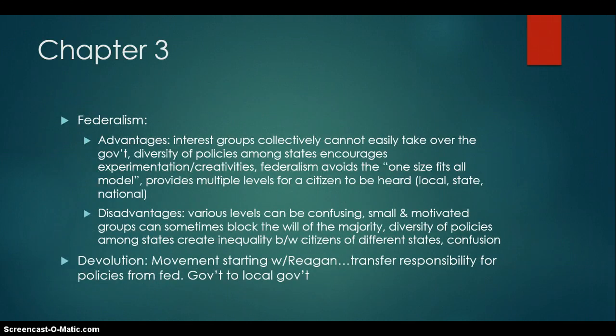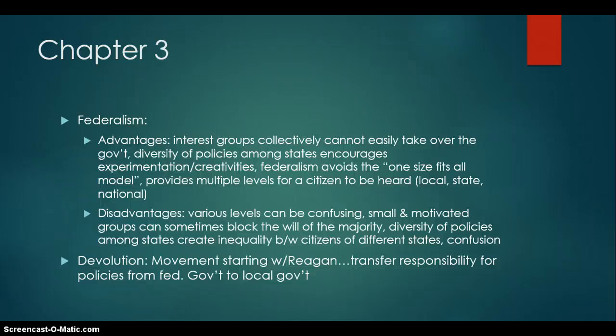And, evaluating federalism, there are advantages. Interest groups collectively cannot easily take over the government in most cases. What's also nice is that there's a diversity of policies among states. So this encourages states to experiment, like I mentioned earlier, with healthcare, like Massachusetts did. So if it works there, you could try to expand it to other places. And then federalism also avoids the one-size-fits-all model. So, where something might work better in Texas and not necessarily New Jersey, that's good because, again, states can do their own thing within their realm.